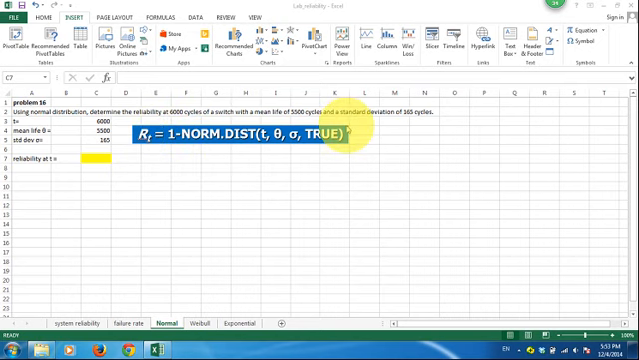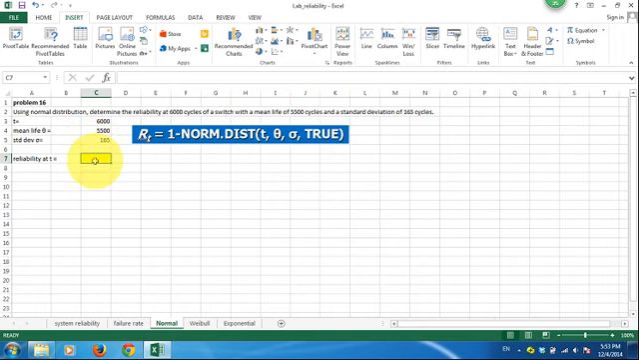If you map this to the normal distribution curve, this is like the area above t in the normal distribution curve. So in Excel, we use 1 minus the cumulative distribution value at t. Problem 16 says: using normal distribution, determine the reliability at 6,000 cycles, the t, of a switch with a mean life of 5,500 cycles. This is the mean life, the central line of the distribution, and the standard deviation of 165 cycles.